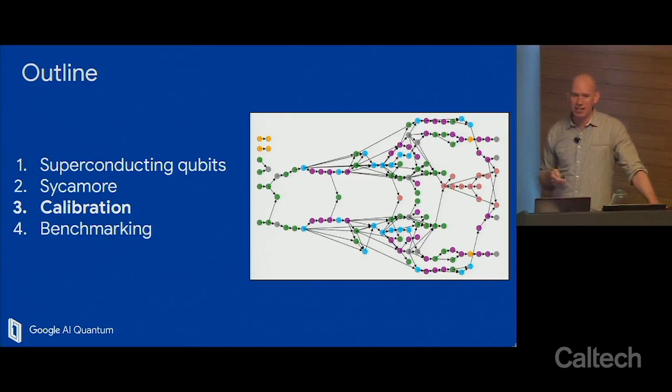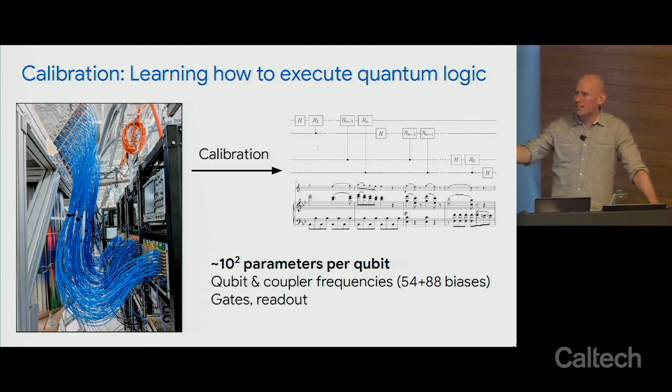And this next section is about calibration. Calibration is that process that lets you go from all of this stuff to your glorious quantum Fourier transform. This is some Mozart. It's hard to get from the untuned piano to Mozart, is what I'm saying. So this process of calibration is very difficult.